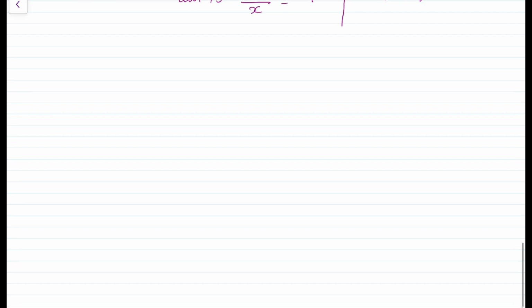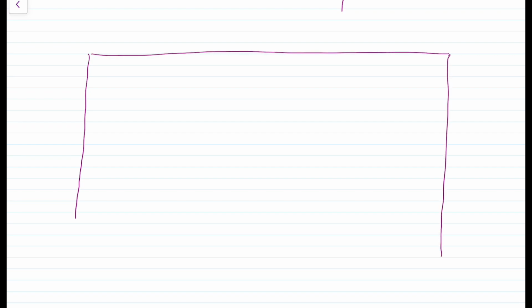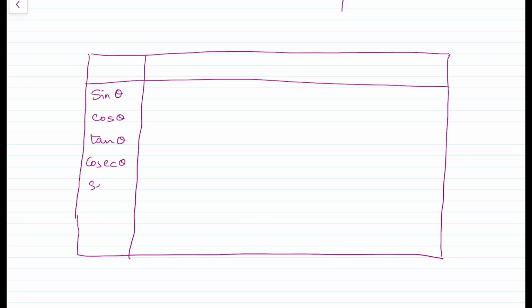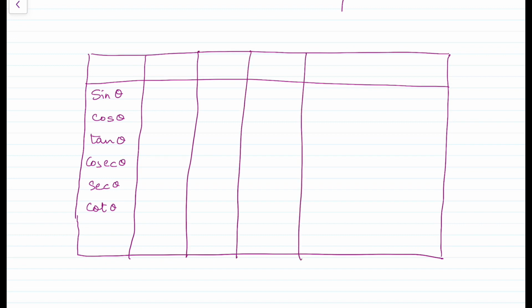Now the bonus, or the method to memorize this. What we do is we create a table, right? On one side we will write the functions. So we write sine theta, cos theta, tan theta, then cosec, because it is sine, so we should write cosec first. So cosec theta, sec theta, and cot theta, right? So we write the functions and then we write the angles here.